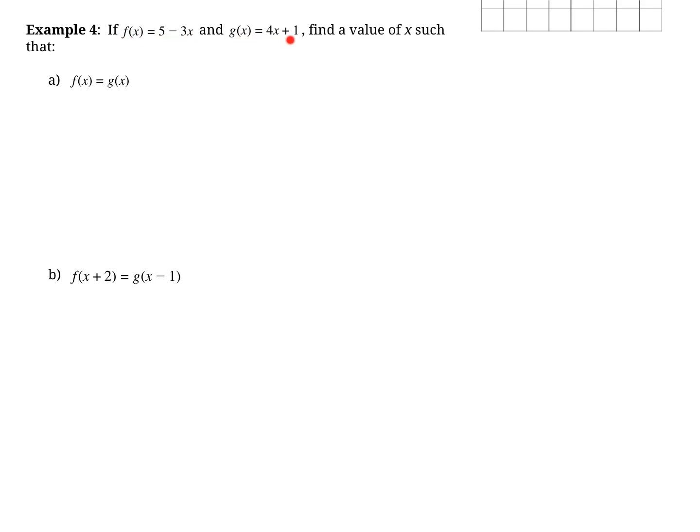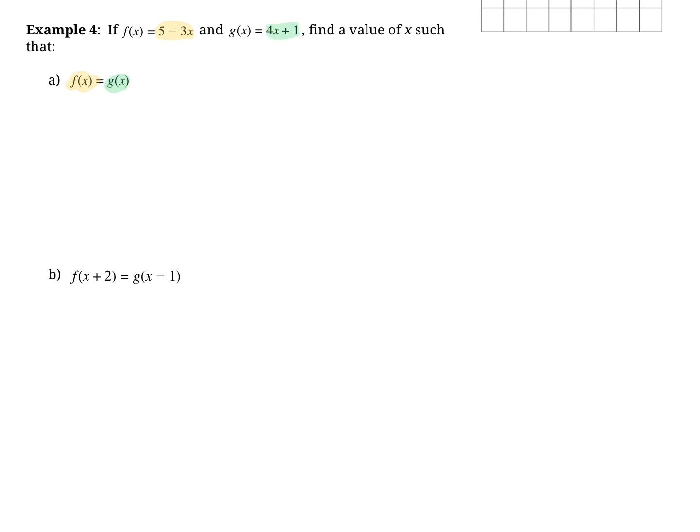So in this next challenging problem, we have f(x) is equal to 5 minus 3x, and we have g(x) is equal to 4x plus 1. We want to find a value of x such that, for this first question, f(x) is equal to g(x). Now we know what f(x) is, and we know what g(x) is. f(x) is just 5 minus 3x, and g(x) is just 4x plus 1.